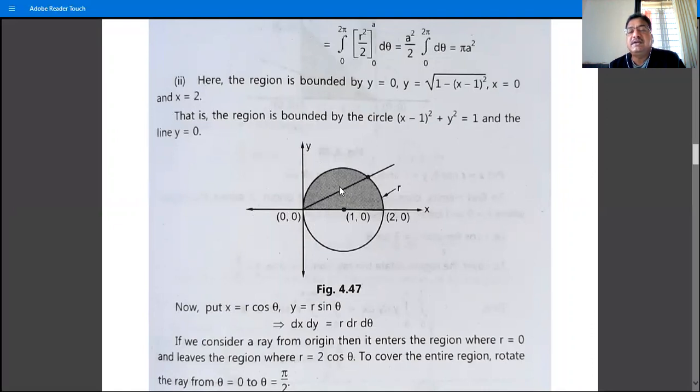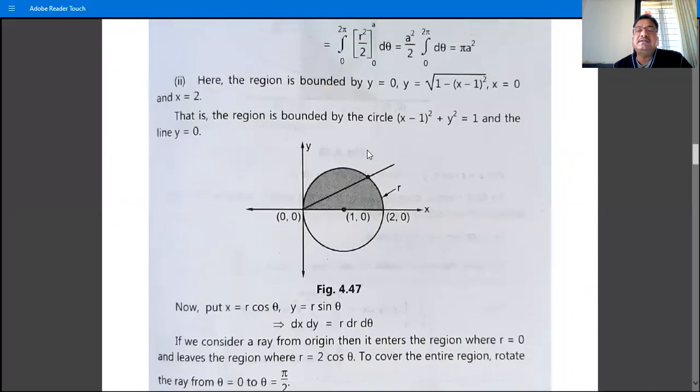So this is the shaded portion. y is equal to 0 indicates that the portion of the circle is above the x-axis. This shaded portion is the region of integration. So the region bounded by these 4 curves is this: y is equal to 0, y is equal to this, x is equal to 0, and x is equal to this.